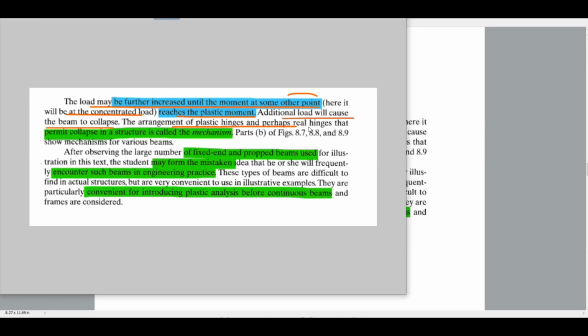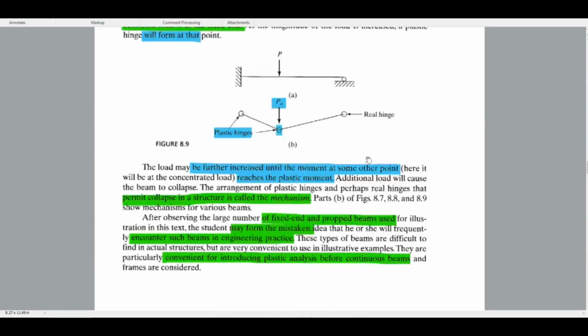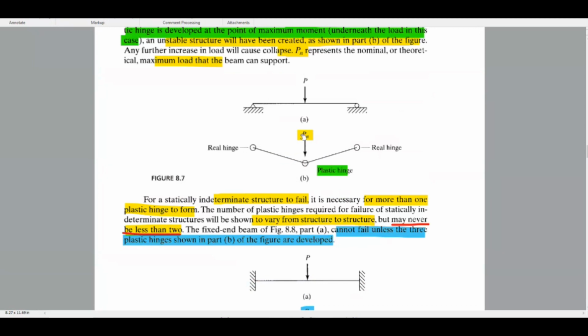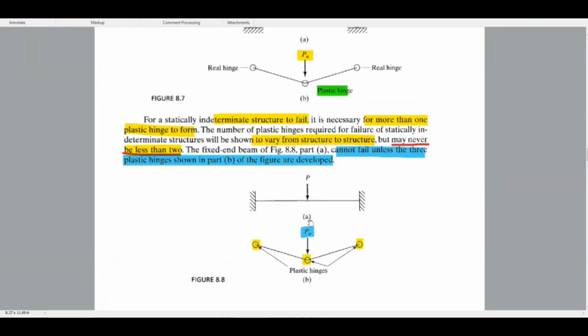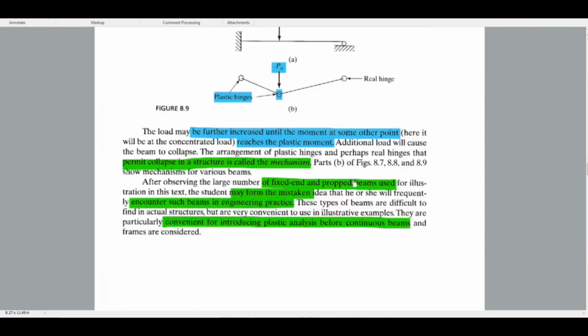The arrangement of plastic hinges, perhaps the real hinges, that permit collapse in a structure is called a mechanism. So what is a mechanism? The arrangement of plastic hinges, perhaps the real hinges, that permit collapse in the structure is called a mechanism. Figures 8.7, 8.8, 8.9 show mechanisms for various beams. This is the mechanism for a simply supported beam. This is the mechanism for a fixed beam. This is the mechanism for the propped beam.